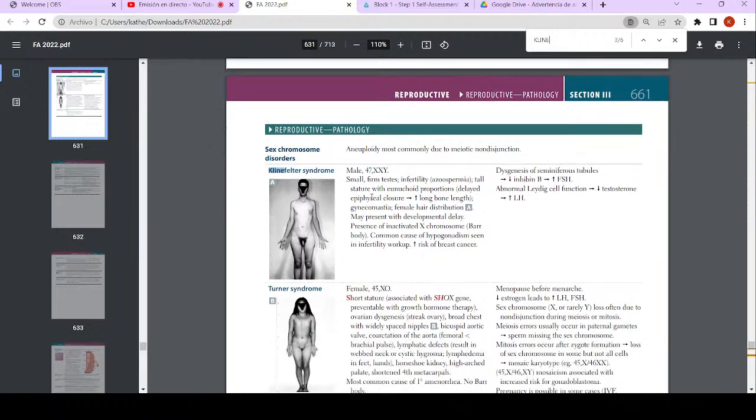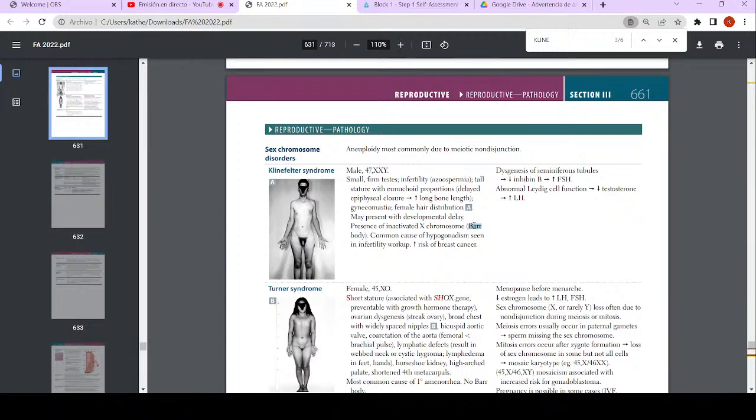So here you have the same stuff. Inhibin B, they can ask you this. What's decreased in Klinefelter syndrome? Inhibin B. What's increased? FSH, LH. There's a risk of breast cancer. This is actually a question.